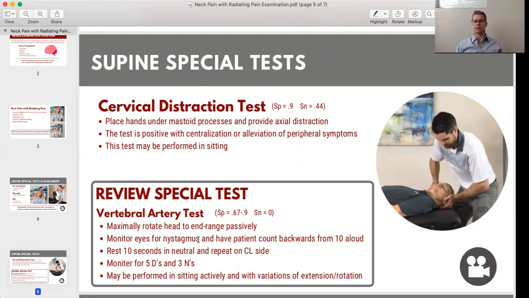A positive test is going to be an alleviation of the peripheral symptoms. Also, this test can be performed in sitting, where it's the same position, but you're just lifting their head vertically. And what I would say is cluster the findings of this test with your other tests for sure.